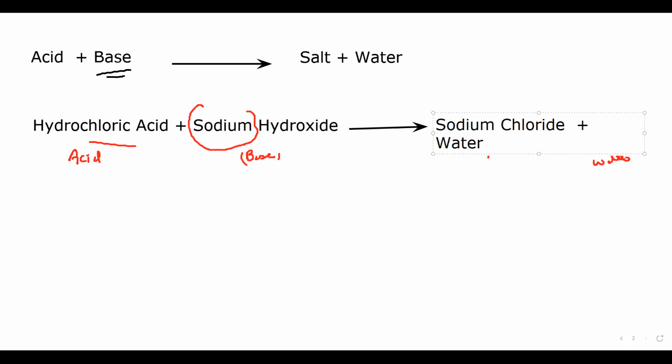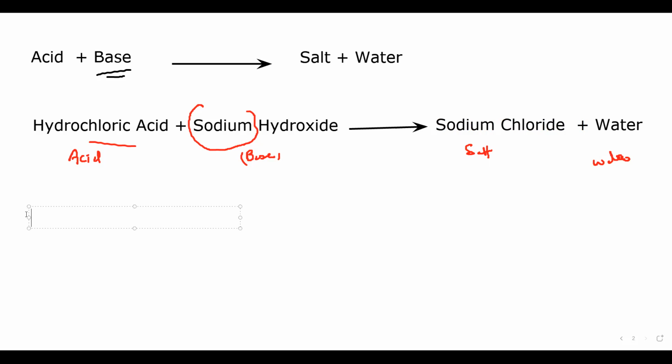So one of the characteristics of a base is that whenever a base is reacting with an acid, it will form a salt. That's the first characteristic of the base. It is also a characteristic of acid. When acid reacts with base, it forms salt and water. Or if a base reacts with acid, that will also result in the formation of salt and water.